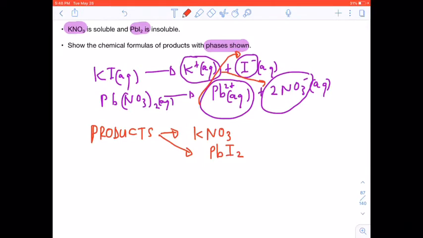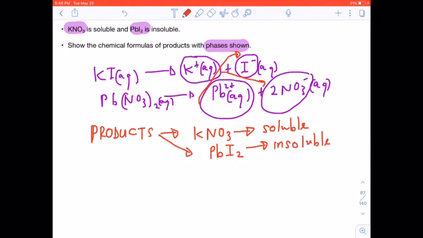We know that all nitrates are soluble, right? And you can check your guideline or your rules. And what do we know about iodides, right? Or halides? We know that group 1 halides are soluble, but the halides of lead, silver, and mercury are insoluble. So this is insoluble, right? Which means it is going to form a precipitate.